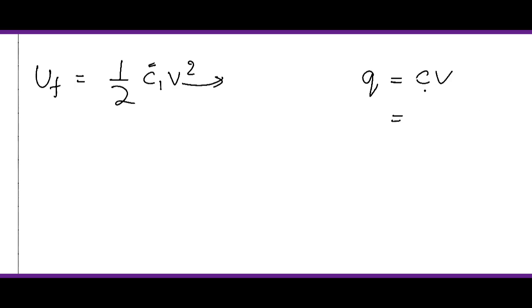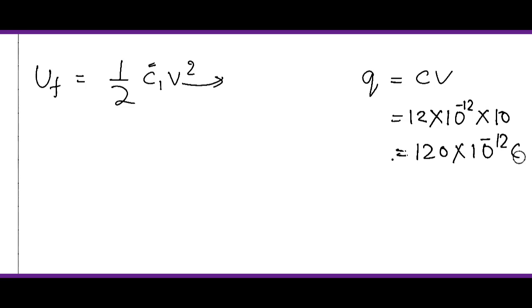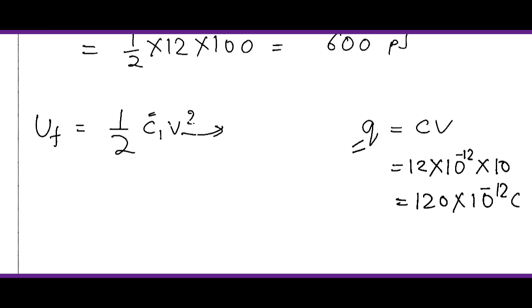So we can write here the capacitance, that is 12 picofarad, so we can write in farad, it will be 10 to the power minus 12, and the voltage is 10, so this will be 120 into 10 to the power minus 12 coulomb. Okay, we have the charge because of the potential and the capacitance. Now we can write the energy in terms of the charge and the new capacitance, so we will write half C dash into the charge by C dash whole square.